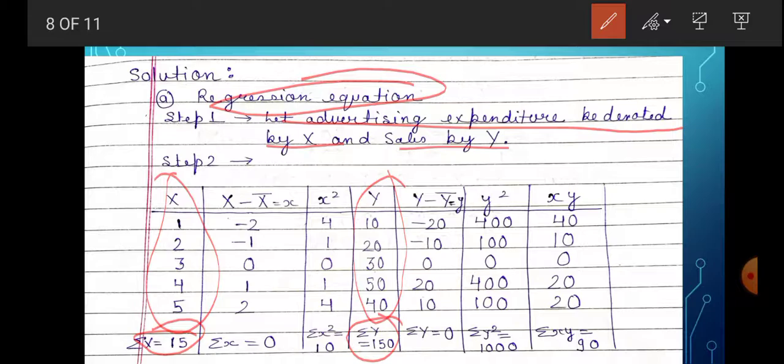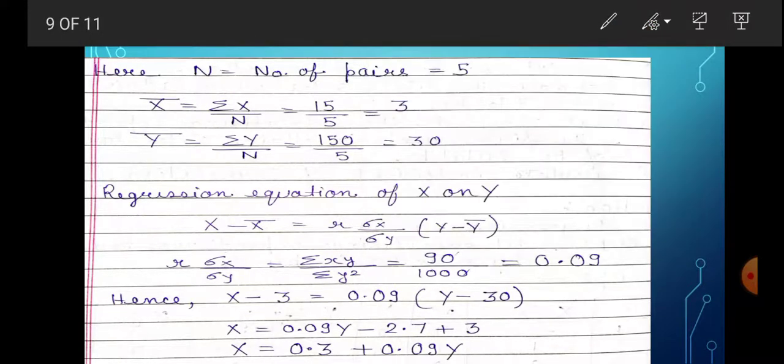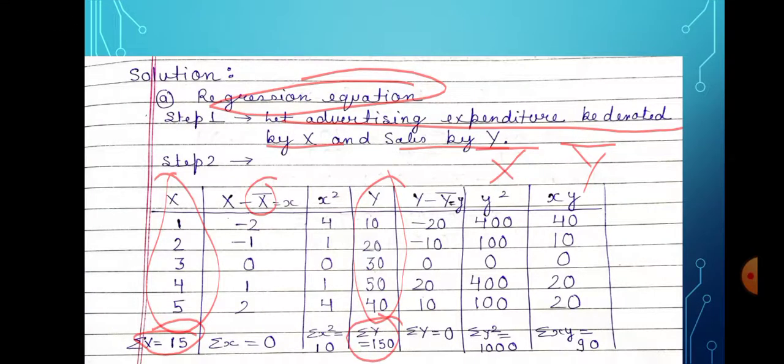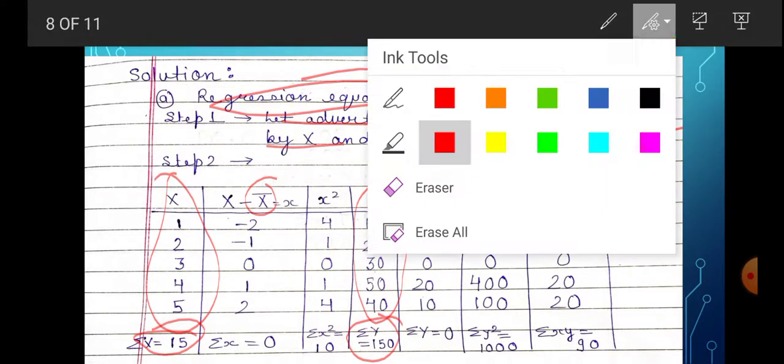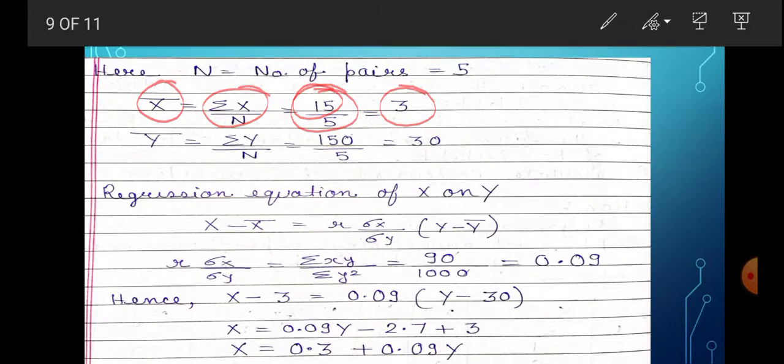Listen, here I have written x minus x bar. First we have to find x bar, because you know that x bar and y bar are nothing but the means. So first we find the mean, x bar, which is summation of x by n. Summation of x is 15, and 15 by 5 is 3. Summation of y is 150, and 150 divided by 5 is 30. In this way we have found x bar and y bar.